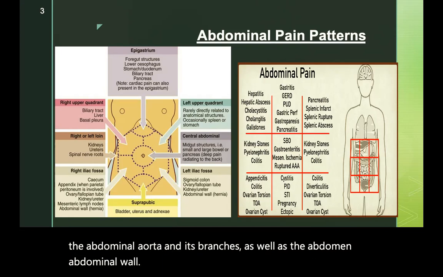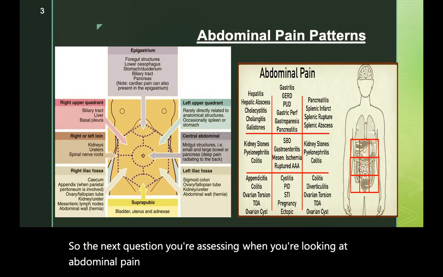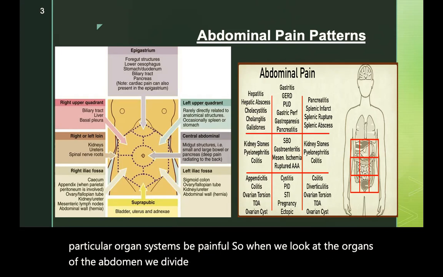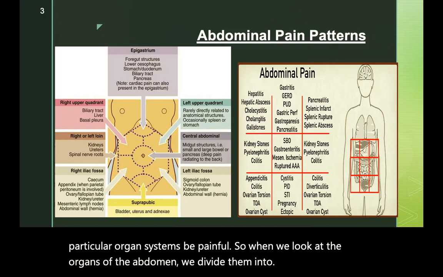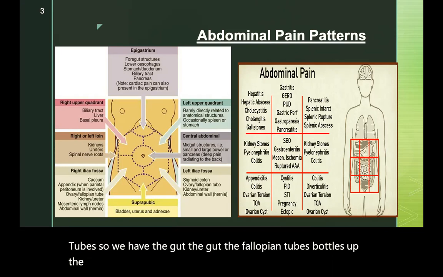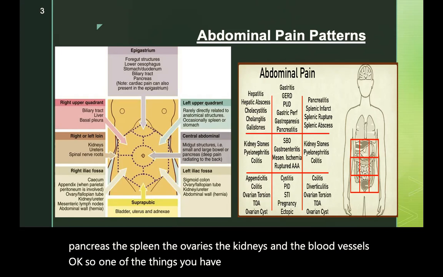So the next question you're assessing when you're looking at abdominal pain complaints and symptoms is, how can each of these particular organ systems be painful? When we look at the organs of the abdomen, we divide them into tubes. So we have the gut, the fallopian tubes, the bile duct, the ureters. And then we have the solid organs like the liver, the pancreas, the spleen, the ovaries, the kidneys, and the blood vessels. One of the things you have to consider is, what can make the abdominal tubes hurt?